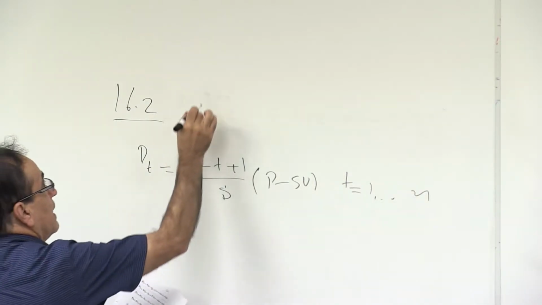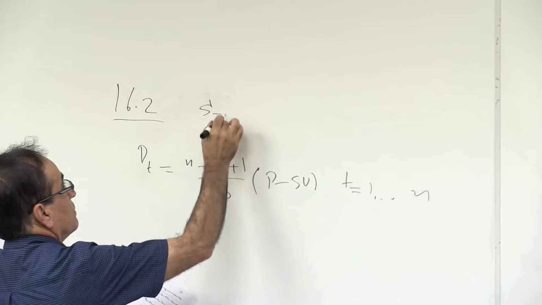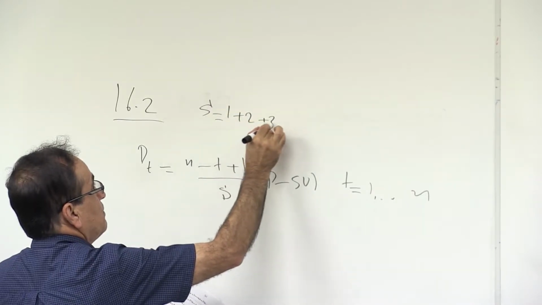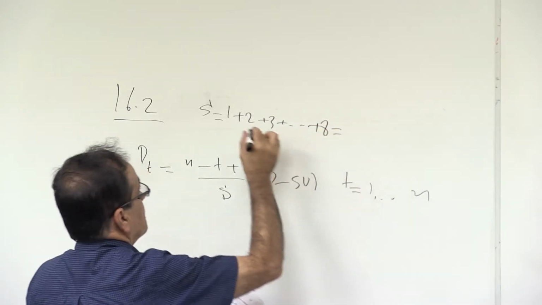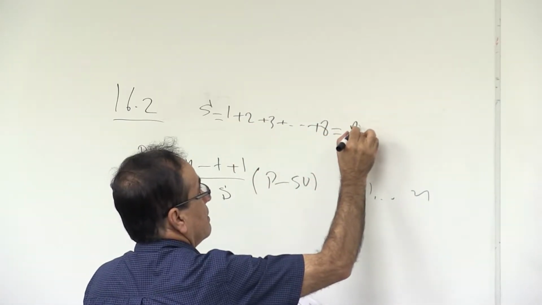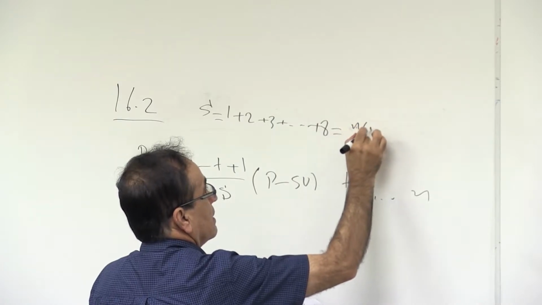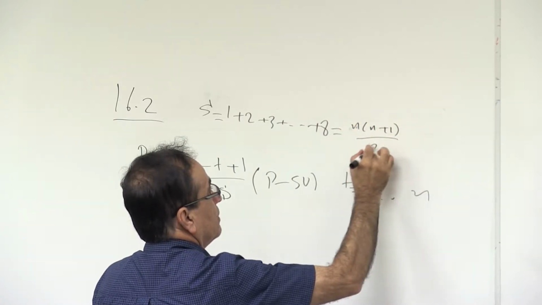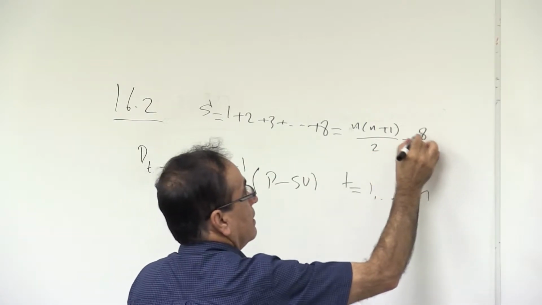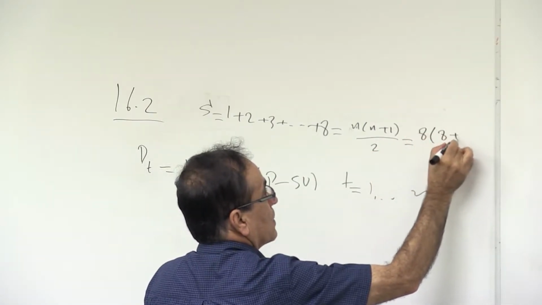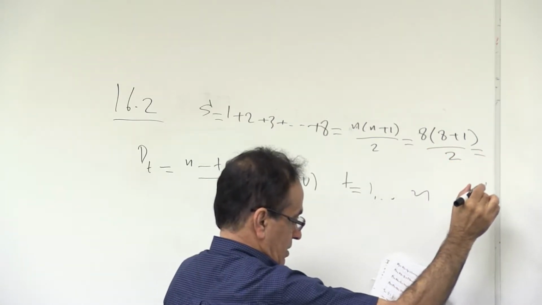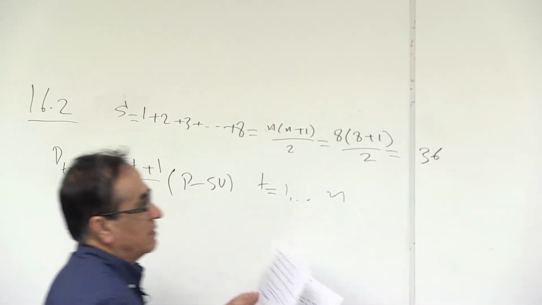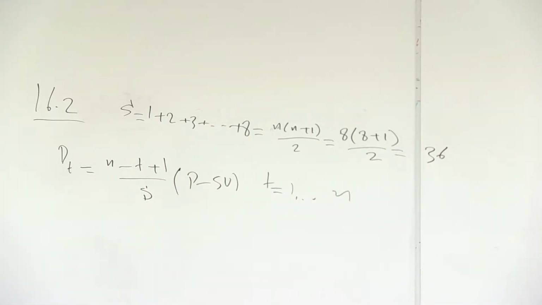First thing, you have to find the s value. So we're going to add 1 plus 2 plus 3 up to 8, which is basically n times (n plus 1) divided by 2. My n is equal to 8, multiplied by (8 plus 1) divided by 2, which is going to be equal to 36. So that is called the sum of your digit. Now we need this in the equation.